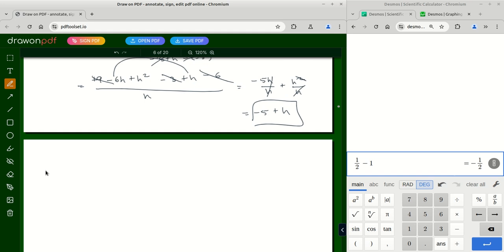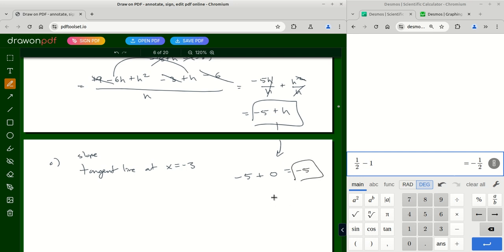Part C! Seriously. Part C, they say, now find the slope of the tangent line at x equals -3. Basically, we're taking this and we're going to plug in 0. I know that that's kind of weird, but this is the actual answer.